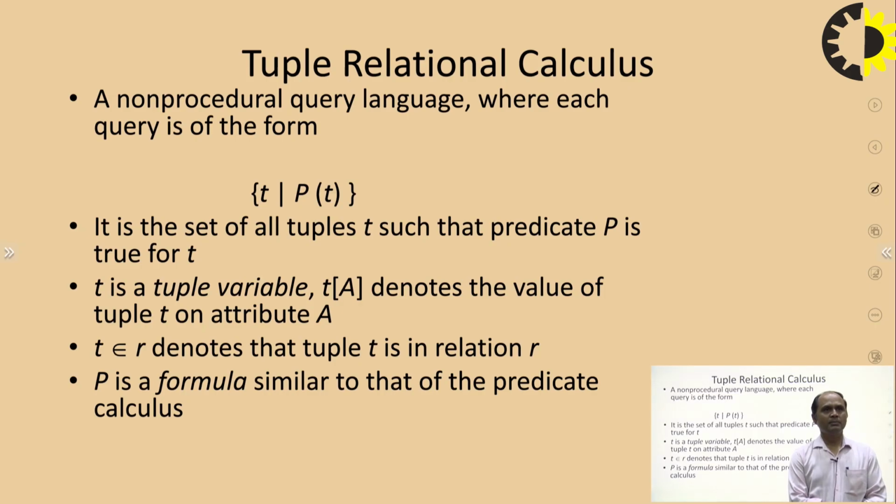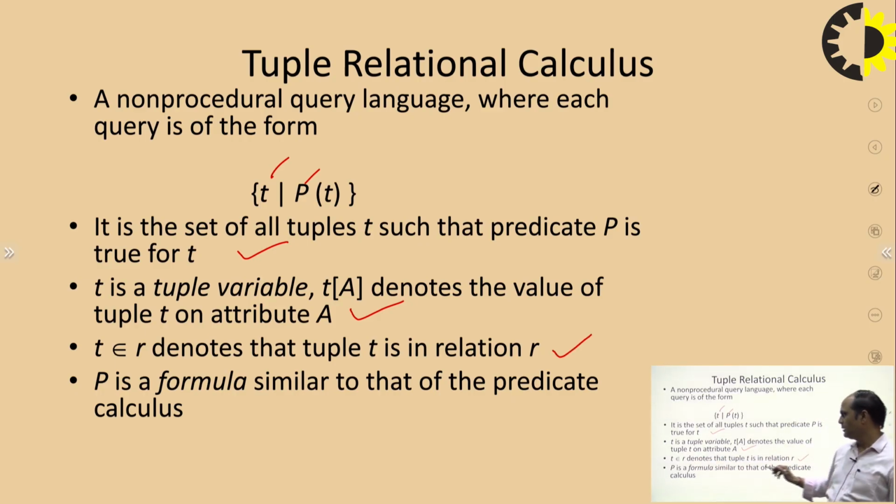Now, the next topic is tuple relational calculus. What is tuple relational calculus? A non-procedural query language where each query is of the form {t | P(t)}. What is that? T means tuple, P means predicate. It is the set of all tuples t such that predicate P is true for t. T is the tuple variable, t[A] denotes the value of tuple t on attribute A. t belongs to r denotes that tuple t is in relation r, and P is a formula similar to that of the predicate calculus.